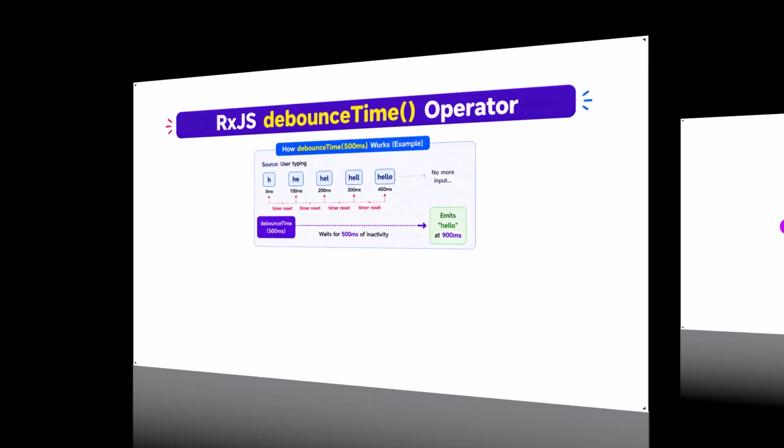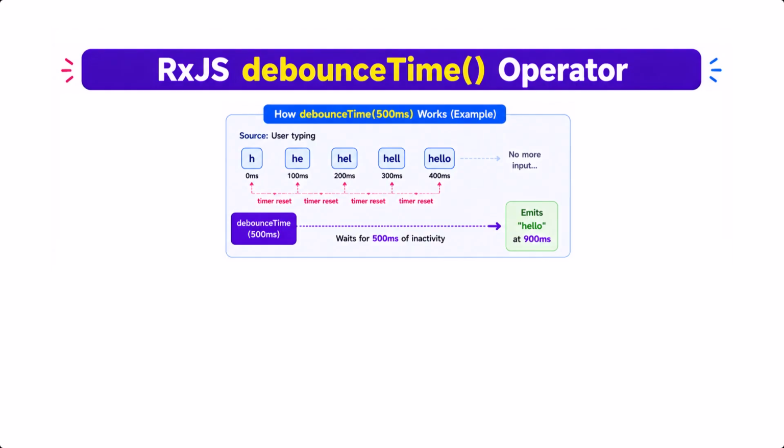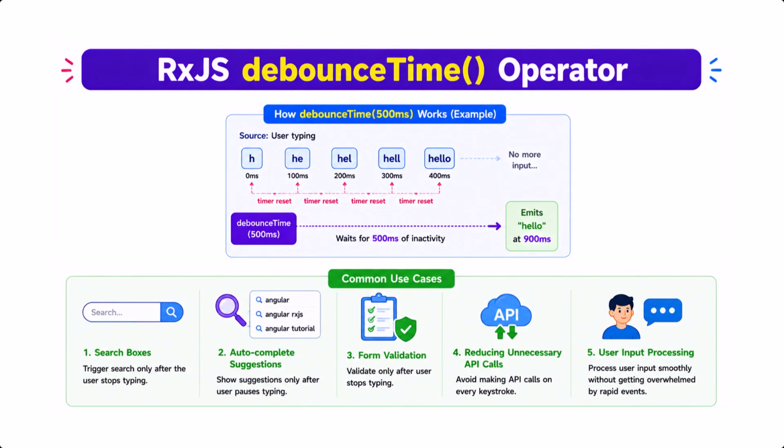Just as a quick reminder, the debounceTime operator waits for a specific period of inactivity before emitting a value. If another value arrives before that time period ends, the timer resets and waits again. This makes debounceTime perfect for scenarios where events occur very frequently. Some common use cases include search boxes, autocomplete suggestions, form validation, reducing unnecessary API calls, and user input processing. You will see debounceTime being used extensively in real-world applications.